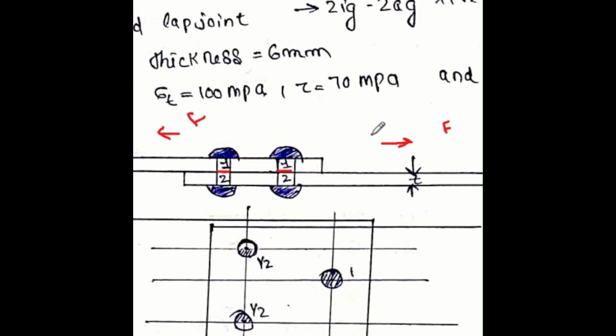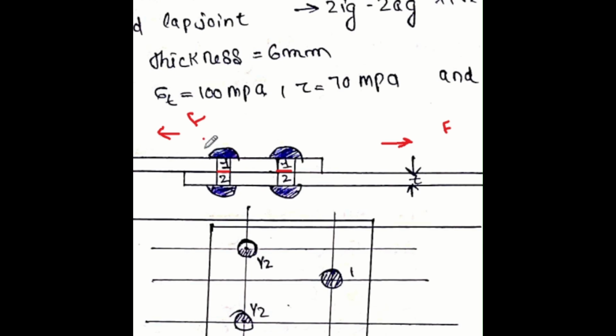At this point, when these two forces are applied, it will fail exactly at this point. So there is only single shear happening at this point, right? There is no other part where it fails by shearing when these forces are applied.